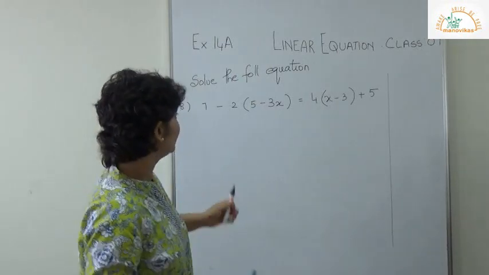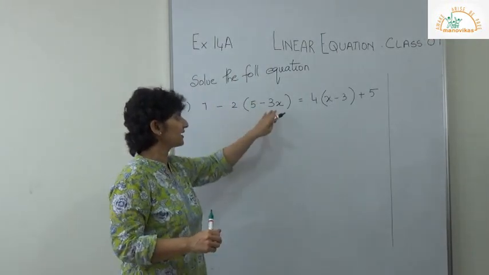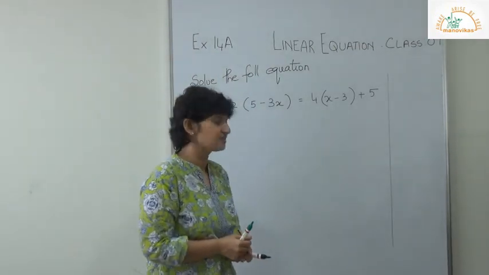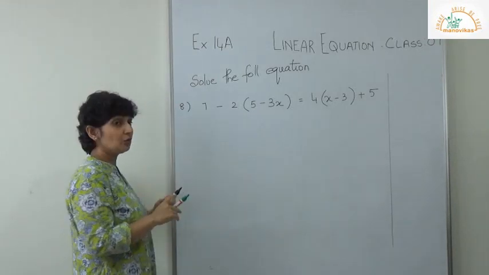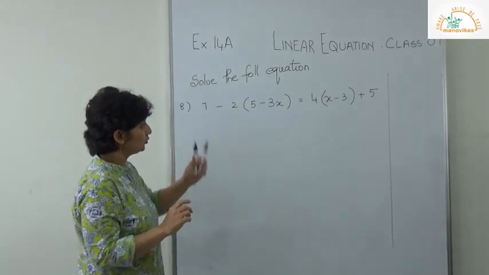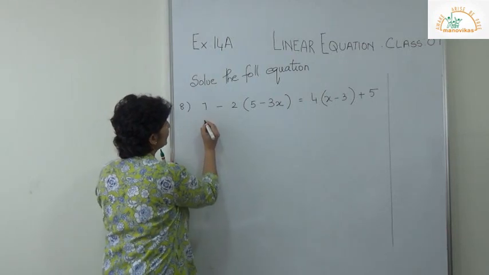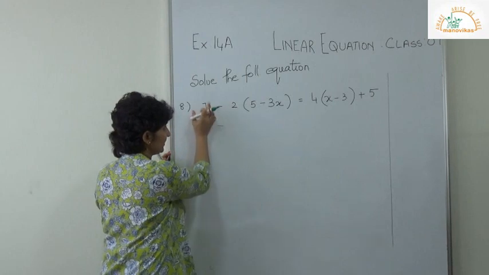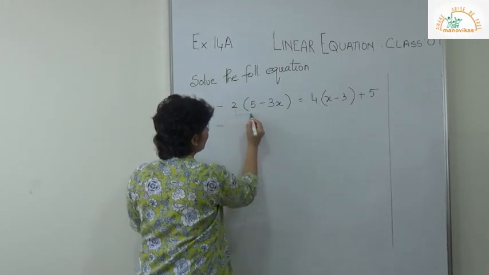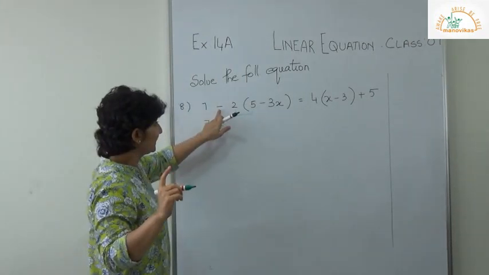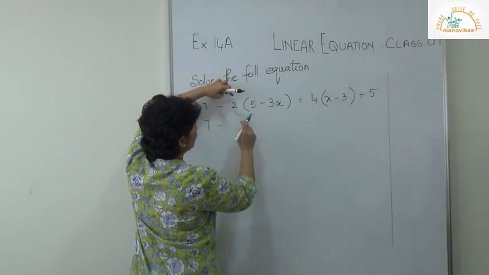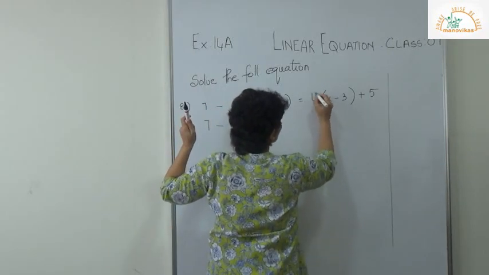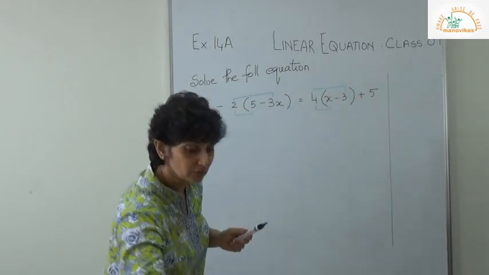I have 7 minus 2 within the bracket 5 minus 3x is equal to 4 within the bracket x minus 3 plus 5. By now you have understood how to do your sums, right? So I have 7 minus, now here there is a minus, so leave 7 here. 7 minus, this will be 2 into 5, children, negative. So please remember, and minus 2 into 3x, 4 into x, and 4 into minus 3.